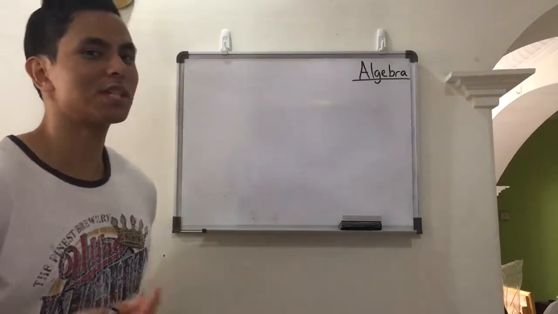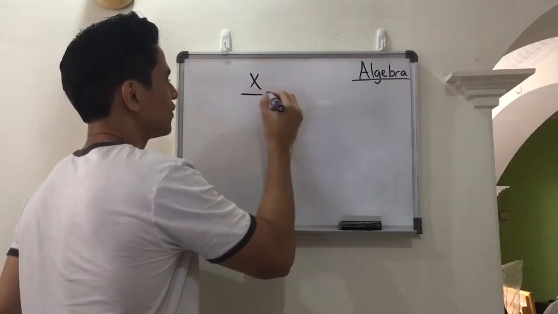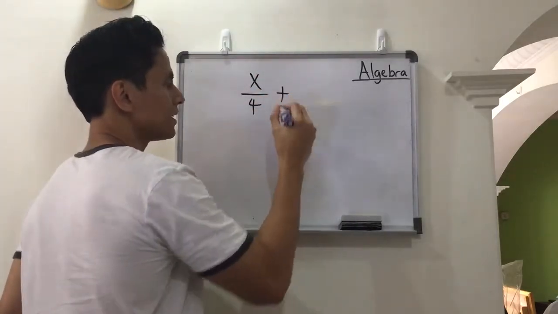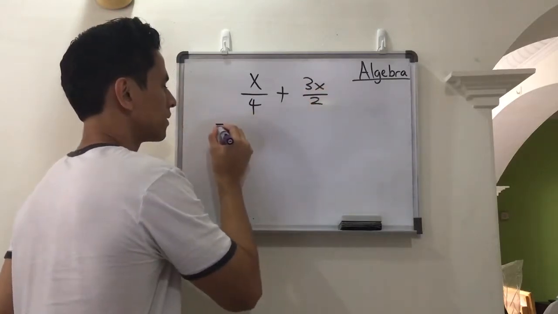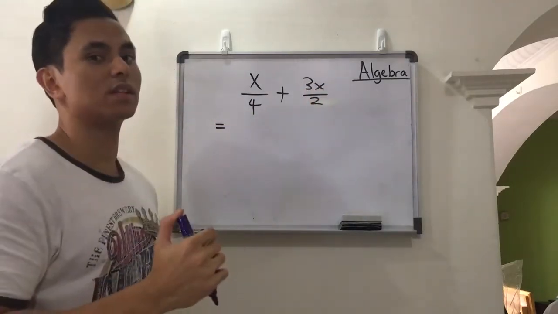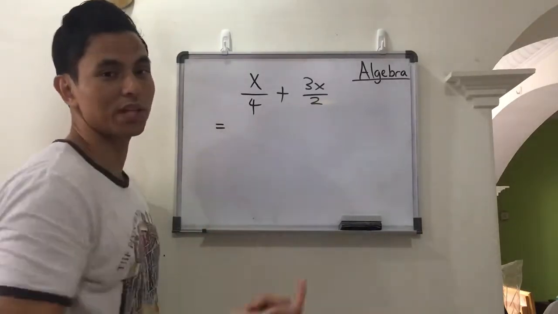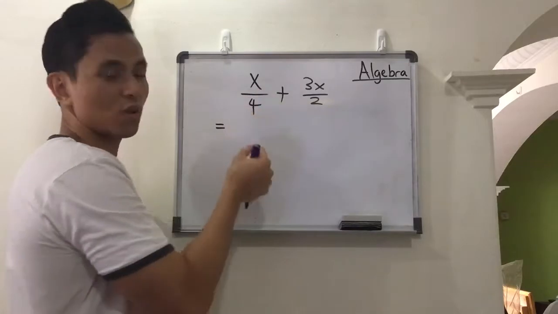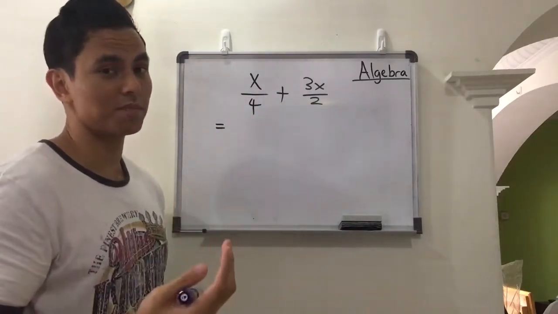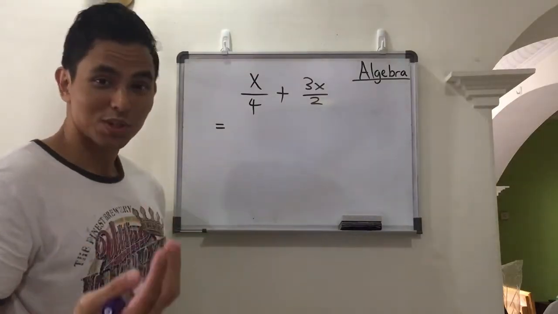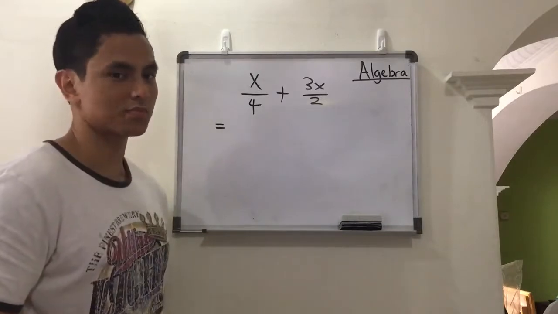So without further ado, here's my first example. Suppose we have x over 4 plus 3x over 2. How do we approach this question? You see, it's a bit difficult because both of them have a different denominator, so we can't just go ahead and straight away add them up. But can we change the denominators such that they are the same? Yes, we could. And that is the first important step when we are approaching these types of questions.